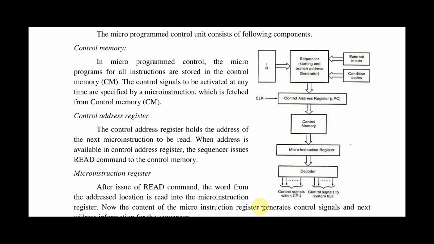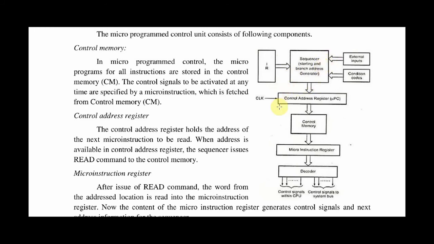This is the architecture of a microprocessor control system. Normally the instructions are read into the IR register, and IR holds the next instruction to be executed. This is given to the microprogram sequencer. The microprogram sequencer is a component which generates the address and finds the next instruction to be executed, maybe after a branch or some other operations. It also takes the external inputs and condition codes and finally generates the address of the next micro instruction to be executed.